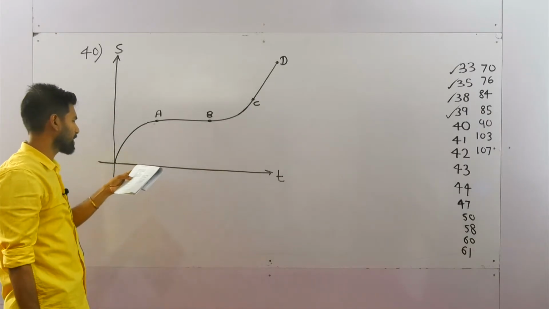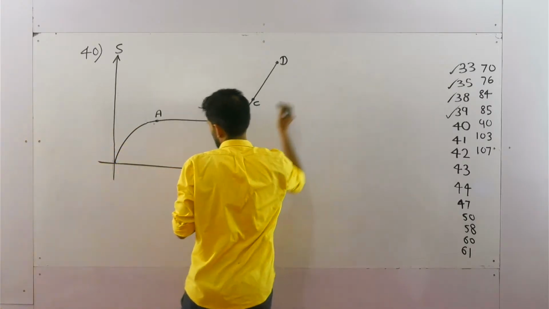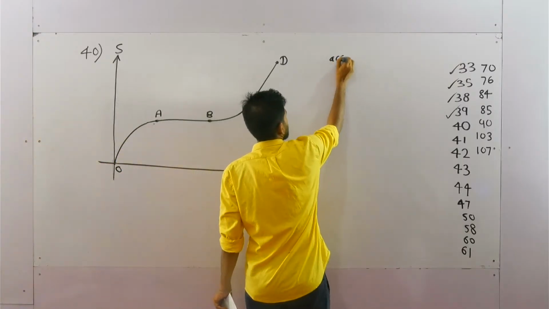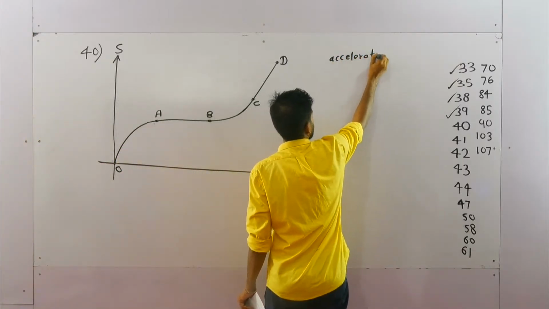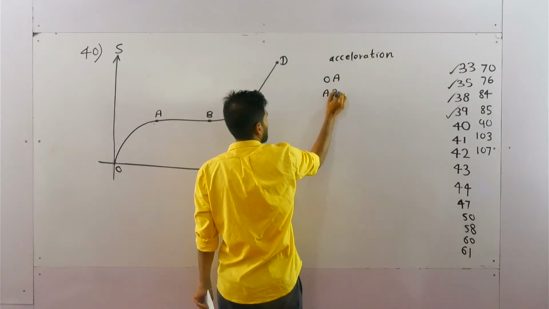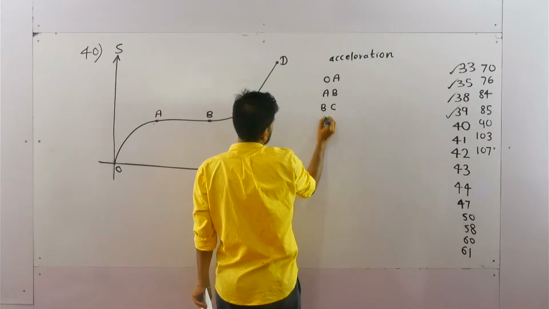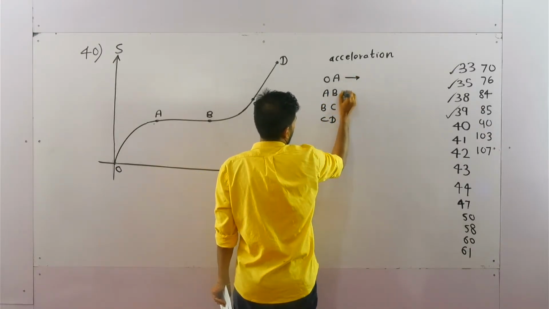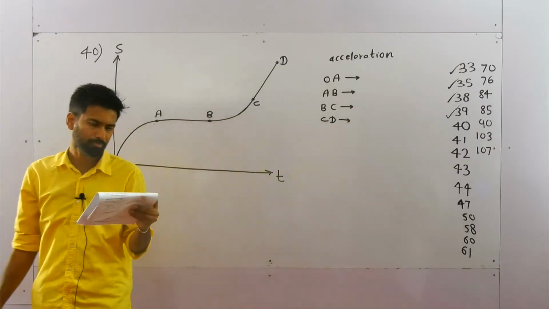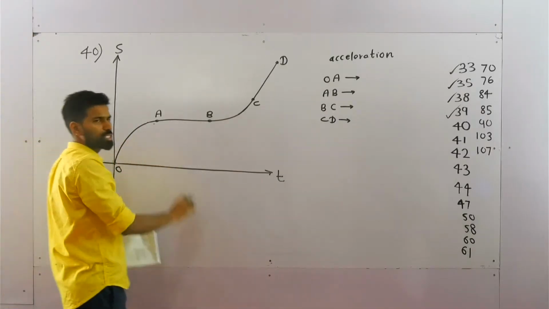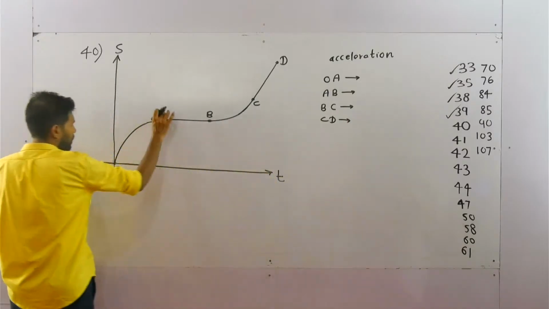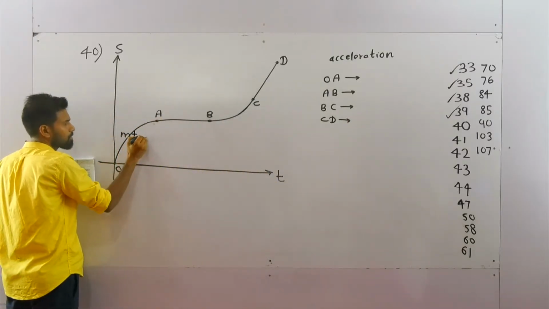The acceleration of the particle during intervals OA. O is this point, the origin. OA, AB, BC, CD are the time periods. What will happen to the acceleration of the motion in these time periods? That's what they ask. OA, in a displacement time curve, the gradient will give you the velocity. So from O to A, the gradient is positive decreasing.